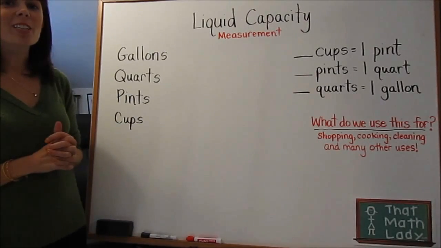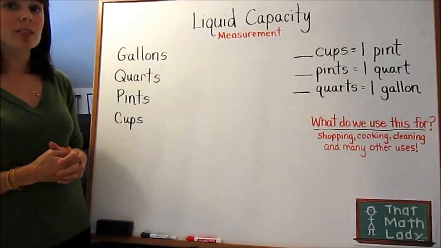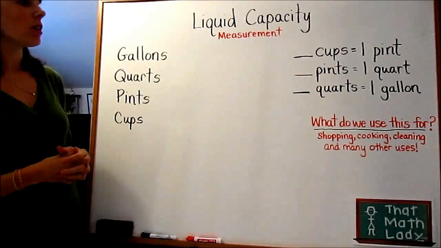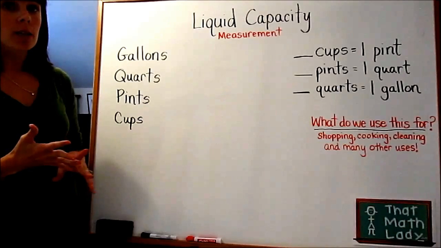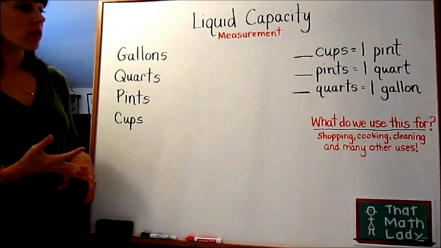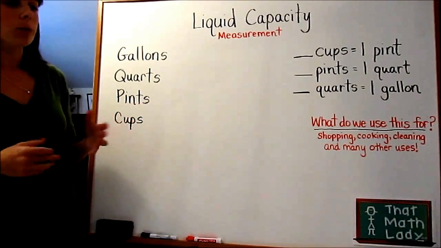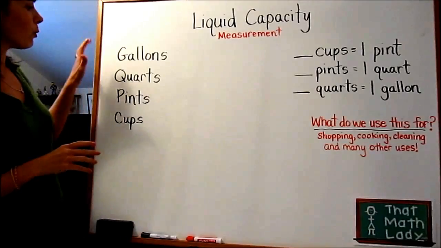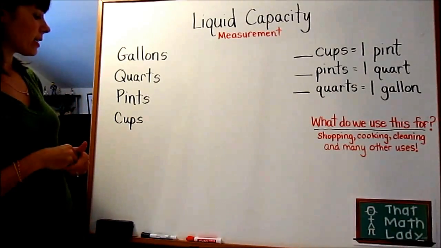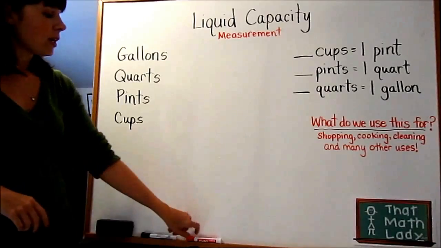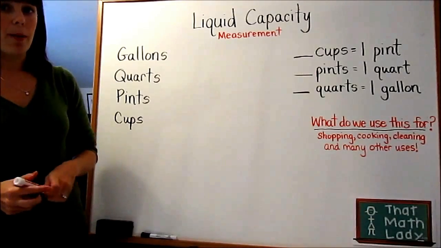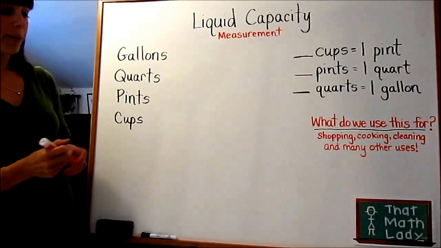In this lesson, we're going to talk about liquid capacity, which is the type of measurement that we use. We use this every day when we're shopping, cooking, buying gasoline for our cars, and even cleaning the household. So we're going to talk about 4 different types of liquid capacity that we most frequently use, and I'll show you a little bit about them. Here's the easiest way to remember them and how they convert to one another.